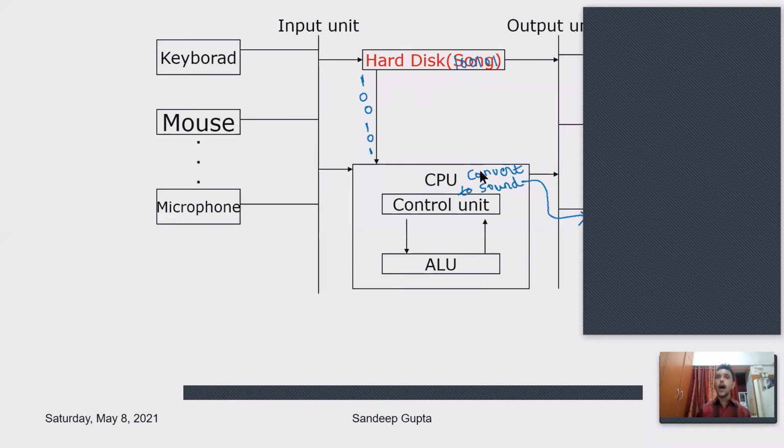If this is the mechanism, why will you hear the song with breaks in it? Anybody who thinks that he or she knows the answer can unmute and answer the question. It's okay to give a wrong answer. It's better to give a wrong answer instead of keeping quiet. You may unmute yourself and you can give me the answer. Anyone?